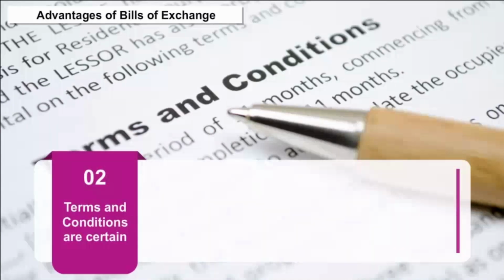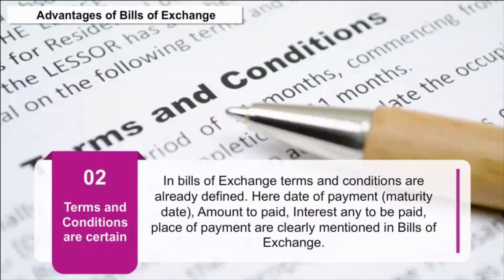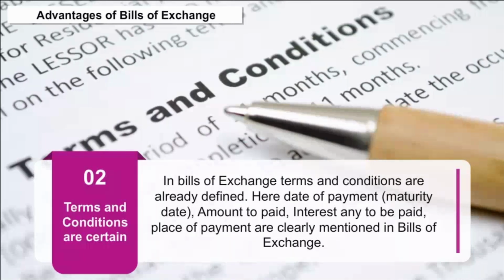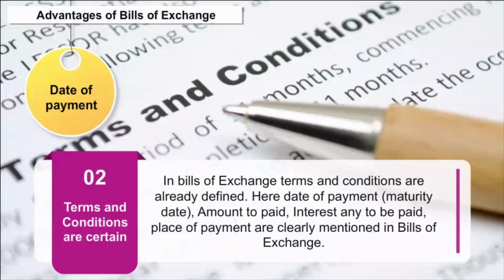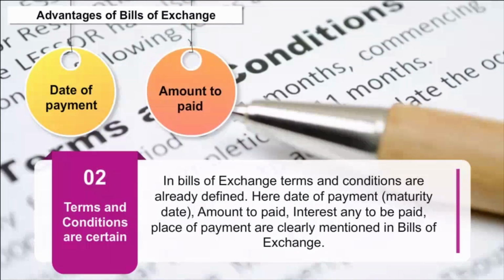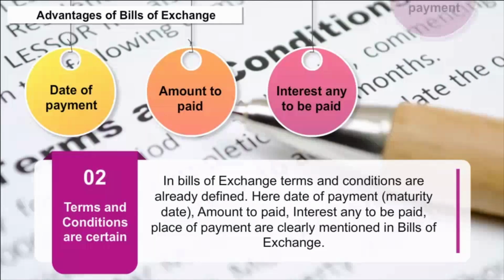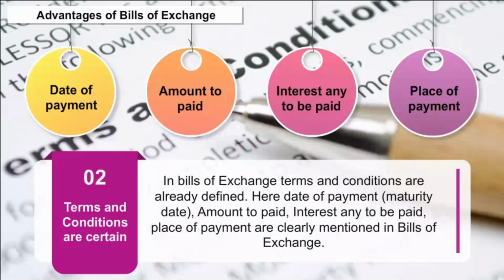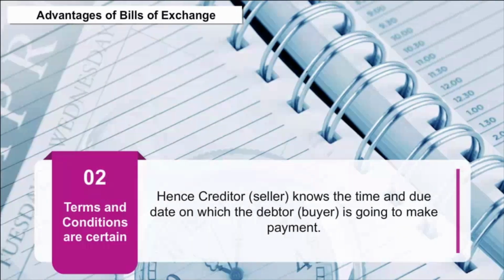Two, terms and conditions are certain. In bills of exchange, terms and conditions are already defined. Here, the date of payment, that is the maturity date, the amount to be paid, interest, if any to be paid, and the place of payment are clearly mentioned in the bill of exchange. Hence, the creditor, that is the seller, knows the time and due date.